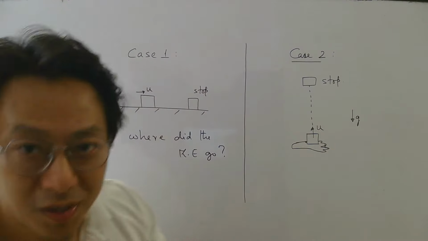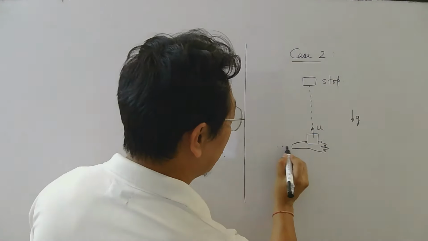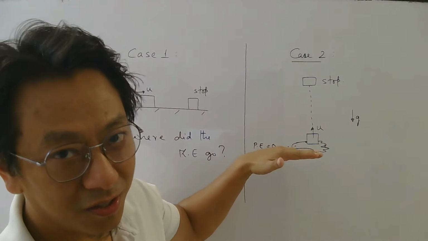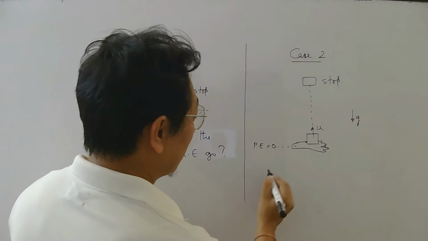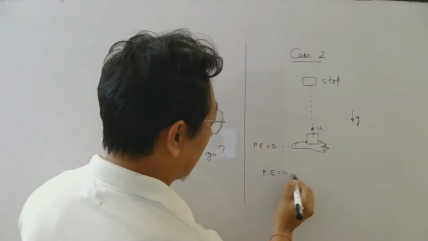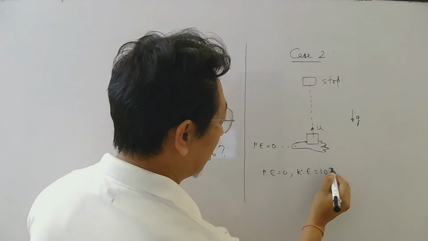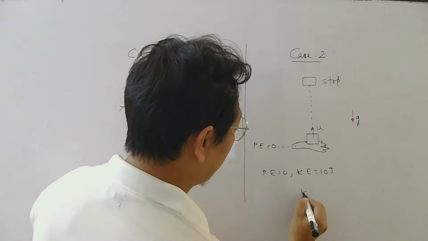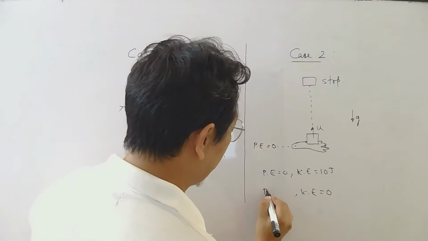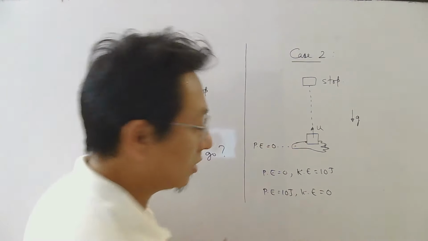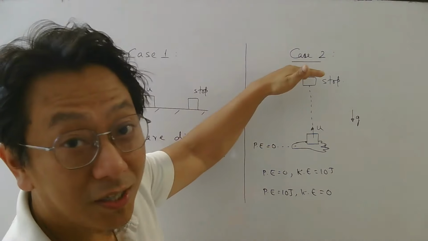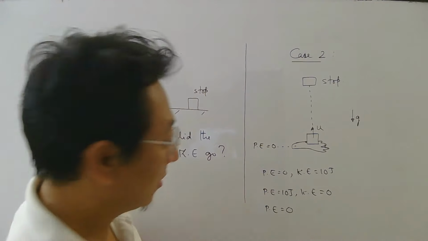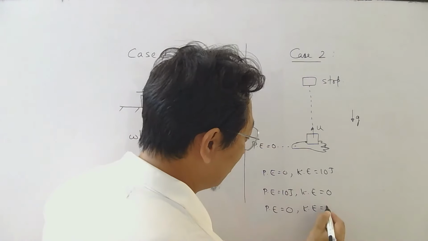Let me give a numerical example. So let us assume here the potential energy is 0, the height 0 location. So here what was the potential energy? 0. And what is the kinetic energy? Let's take 10 joules, which I gave. When it reaches here, kinetic energy becomes 0 and all that energy will become potential energy. So potential energy will now become 10 joules. When it comes back, the potential energy will again become 0 here and kinetic energy will come back to 10 joules.